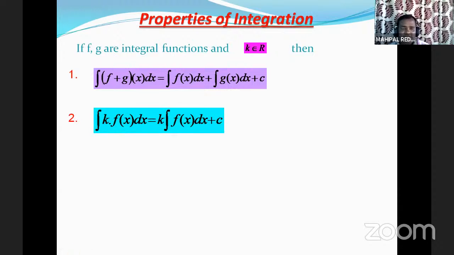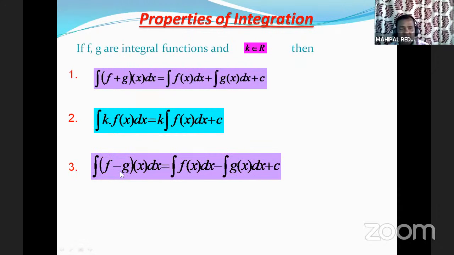The second one is the integration of k into f of x dx. k is a real number, that means multiplication by a scalar, which is k into the integration of f of x dx plus c. Third one, the difference of two functions: integration of f minus g of x dx equals the integration of f of x dx minus the integration of g of x dx plus c.